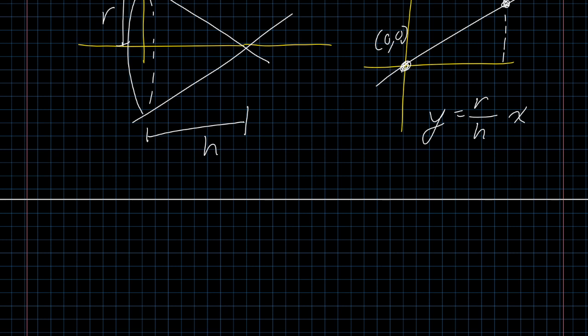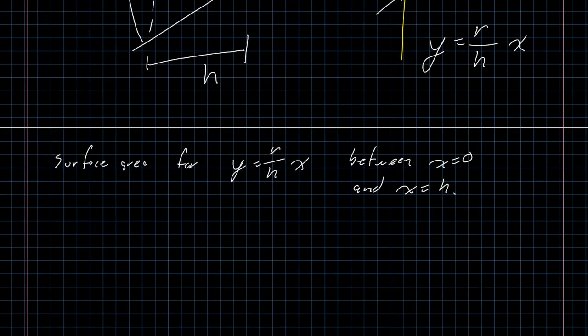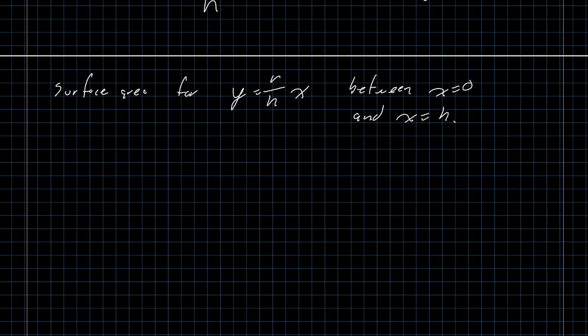All right, so we're going to try to find the surface area for y equals r over h x between x equals 0 and x equals h. And yes, I'm going to do this with variables without throwing any numbers in whatsoever because I'm a glutton for punishment. All right, so I'm going to need the derivative. The derivative here is fairly simple. It's just going to be r over h.